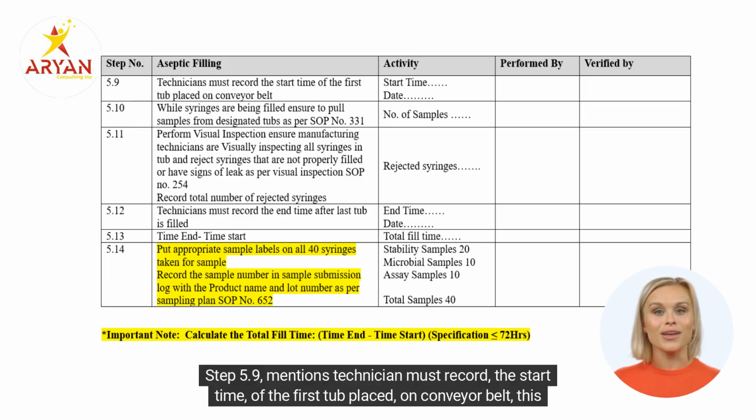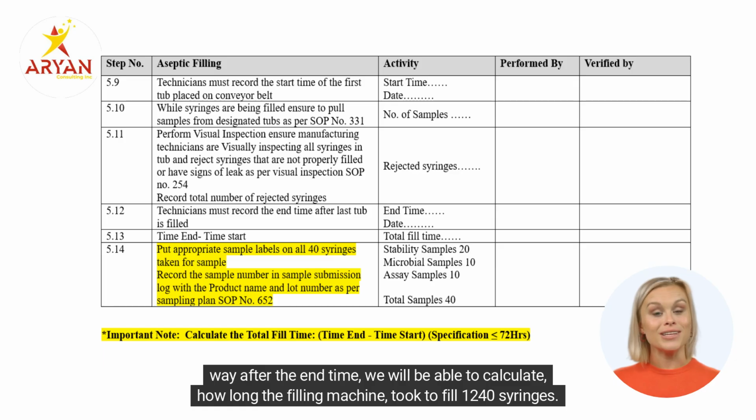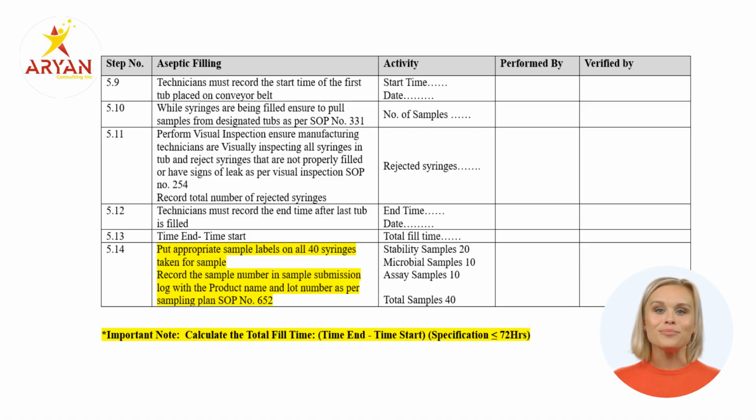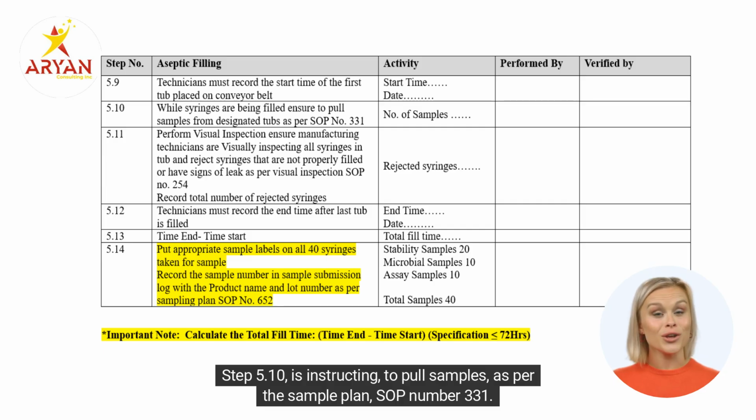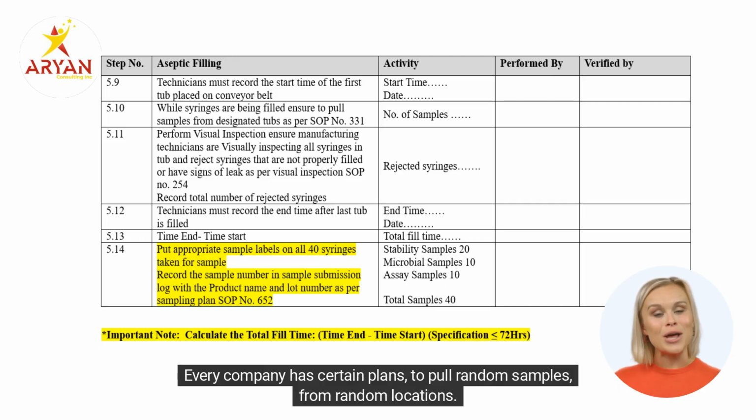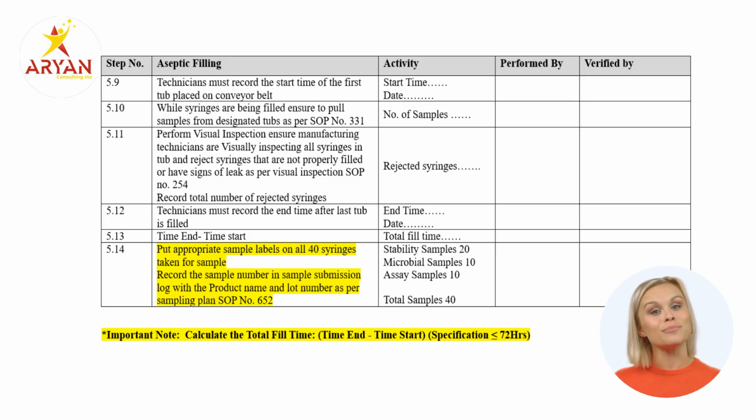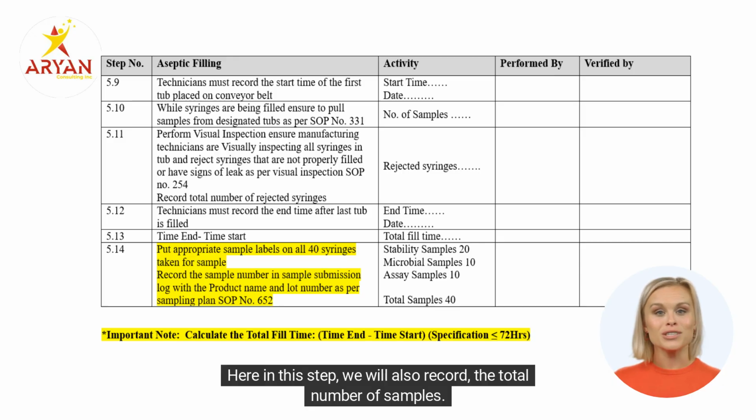Step 5.9 mentions the technician must record the start time of the first tub placed on the conveyor belt. This way, after the end time, we will be able to calculate how long the filling machine took to fill 1,240 syringes. Step 5.10 is instructing to pull samples as per the sample plan, SOP number 331. Every company has certain plans to pull random samples from random locations. Here in this step, we will also record the total number of samples.